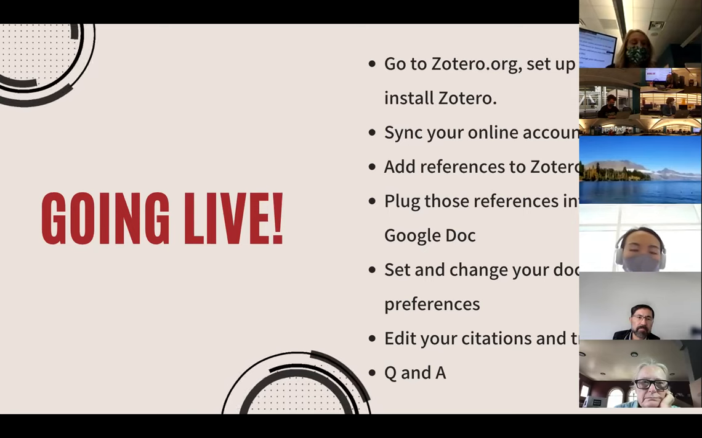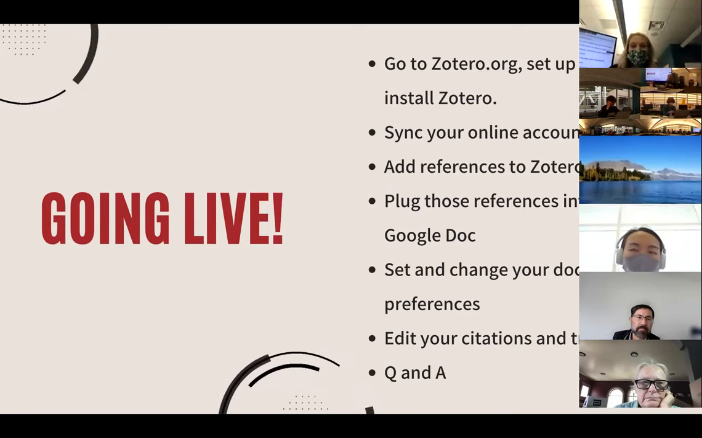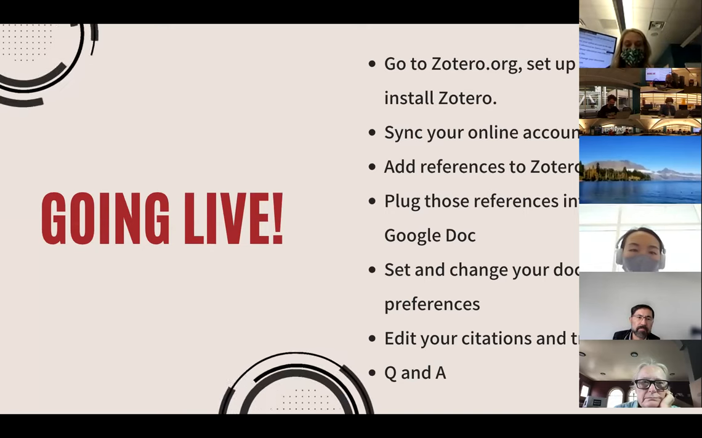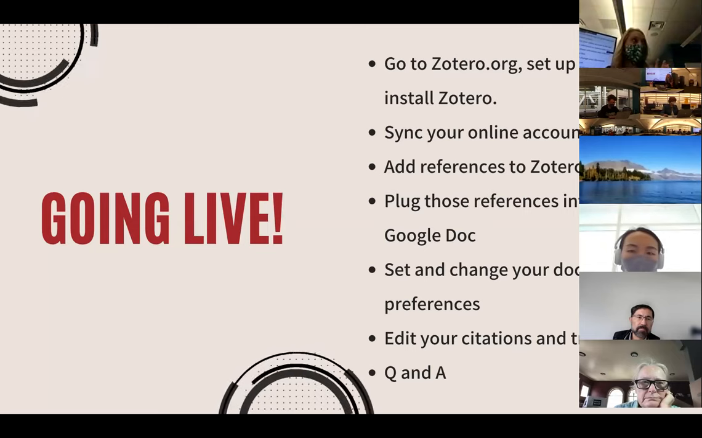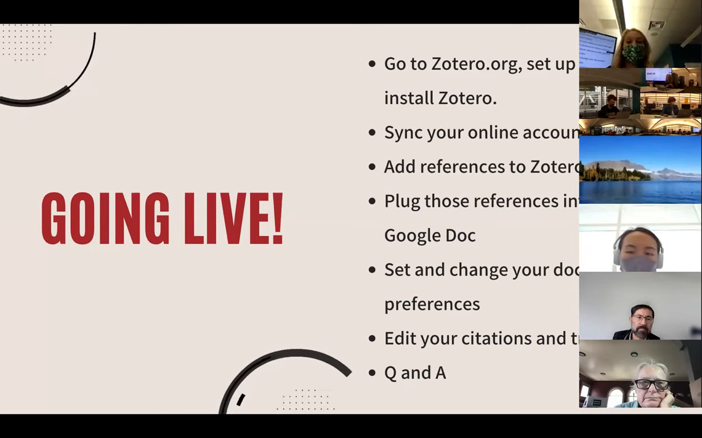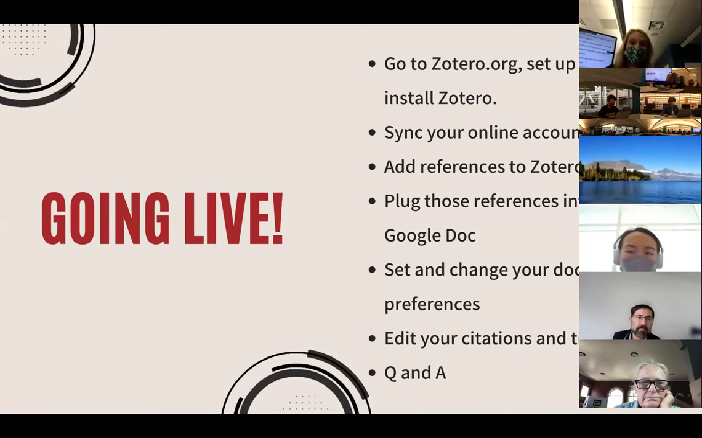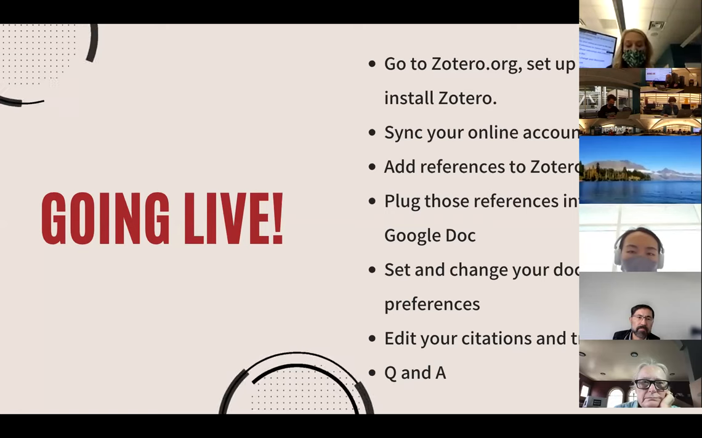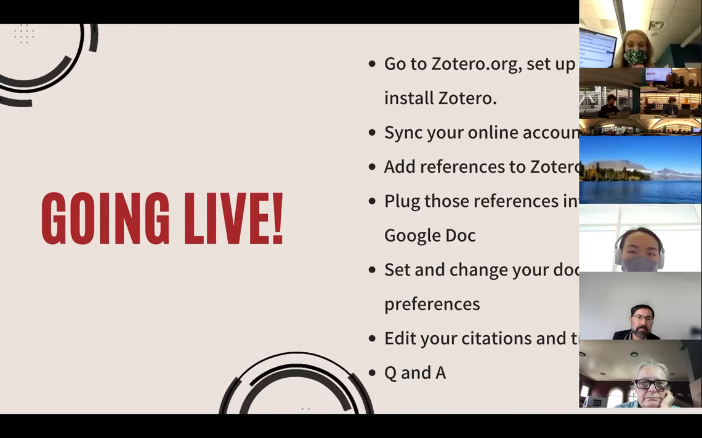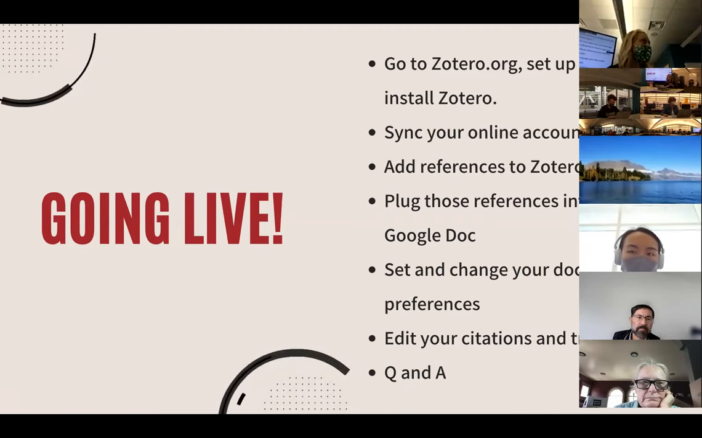We will take some time to create a collection in Zotero and add a few references from different places. And then we will plug those references into a Word or Google Doc, it doesn't matter which one, it works equally well in a few different environments. Then I'll show you how to set and change your document preferences. So if you have to go from working in MLA to APA to Chicago, you can do that in a snap, which is one of the best things about Zotero. Sometimes people work in a particular citation style, but then you get your article accepted somewhere and they say, oh, we actually need this type of citation style. You just click a button and it changes. And then I will do some tricks, if we have time, on how to edit your citations and how to troubleshoot. And then we'll have some time at the end for Q&A.